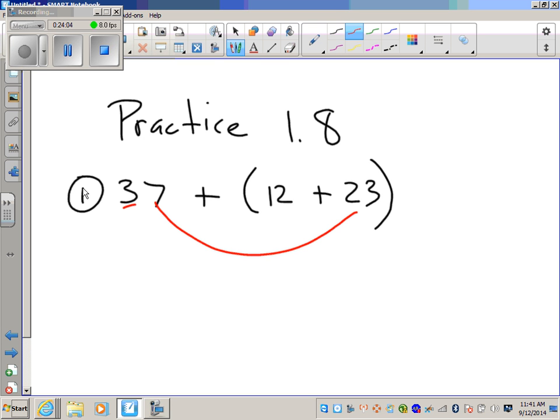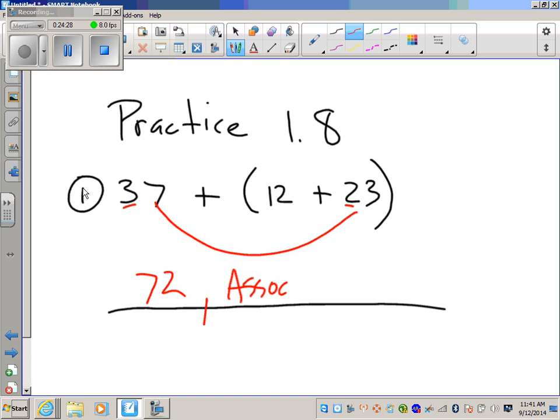If I add the 30 and the 20, I get 50, but I also add the 7 and the 3, which is another 10, which is 60. 60 then plus 12 is what? Okay, so on my line, right underneath this problem, I'm going to put 72, and then I'm going to put, what property did I use? Associative. Did I abbreviate with an A? No. Did I abbreviate with an A and 2 letters after? Good. All right.